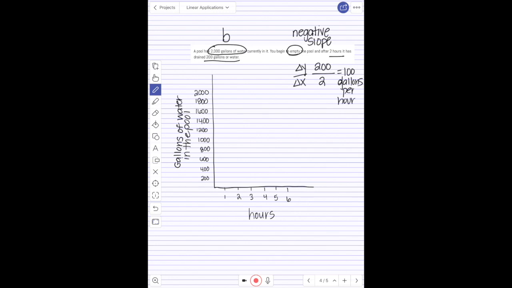So that's going to be my slope. My slope is going to be negative 100 because it's going down. So my equation is y equals negative 100x plus 2,000.